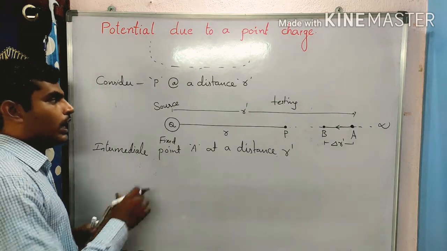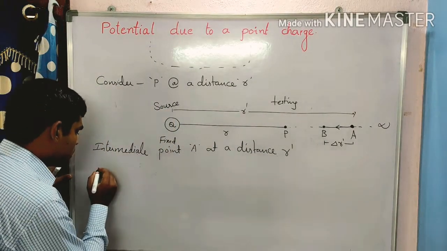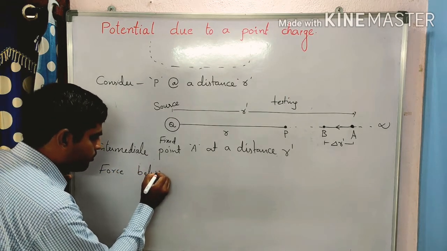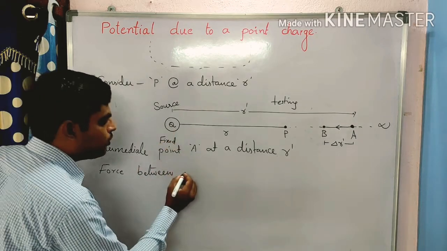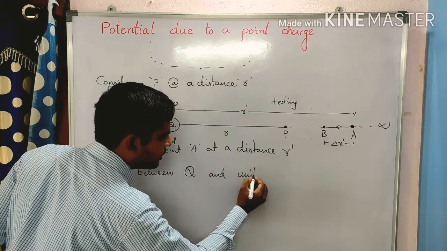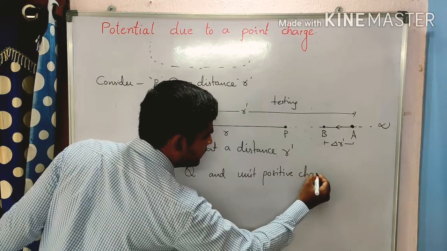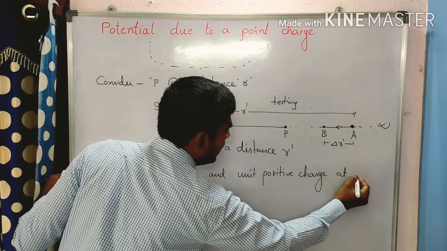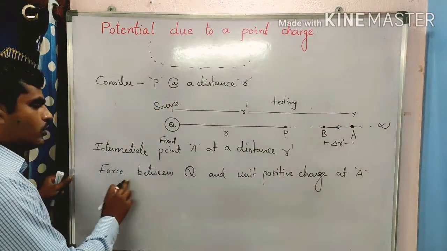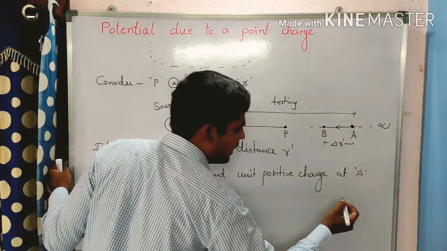Now what I have to do? I have to find the electric potential. So here, what is the force between Q and a unit positive charge? What is this unit positive charge? The unit positive charge is the test charge. A unit positive charge at A. We need the force between Q and a unit positive charge at A at a distance r dash.